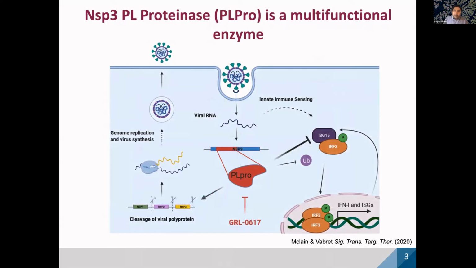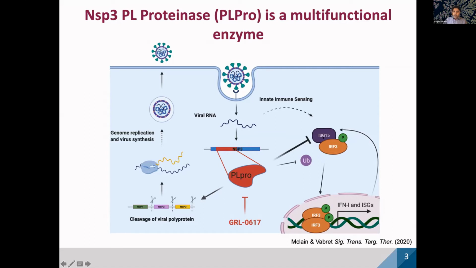Now, like many viral proteins, it does many functions, and in particular, it does some very important functions related to shutting down innate immune sensing and response in the host. So I told you that PLpro, which is part of this large protein NSP3, is going to cut the viral polyprotein, but it will also cut these small marker proteins called ubiquitin and ISG15 from host proteins.